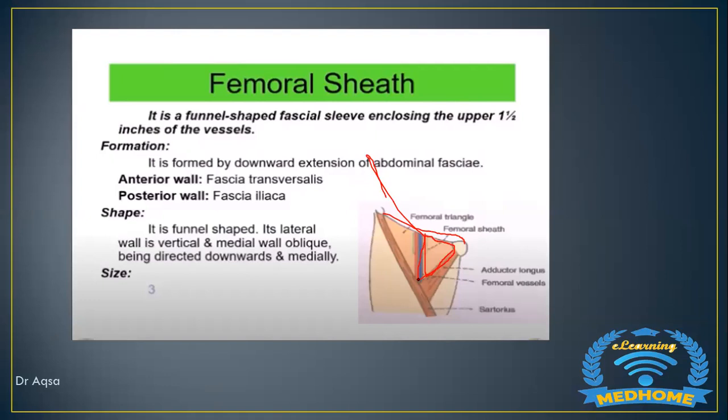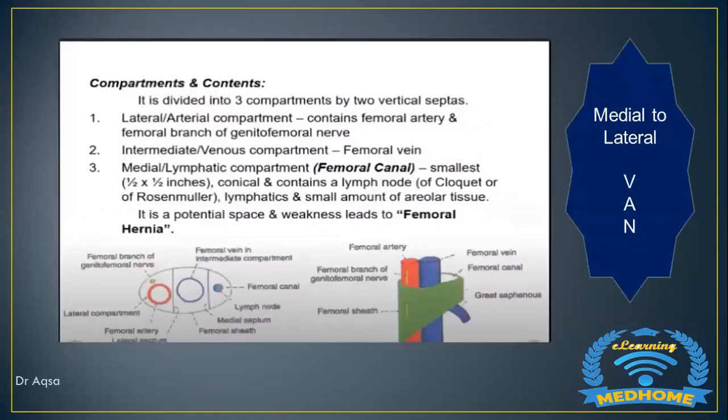Now, what does this femoral sheath contain? It contains three things. It is divided into three compartments by two vertical septa. So if you look, this whole is the femoral sheath, and it has three contents. One of the contents is the femoral canal. The other one is the femoral artery, and in the middle we have the femoral vein.